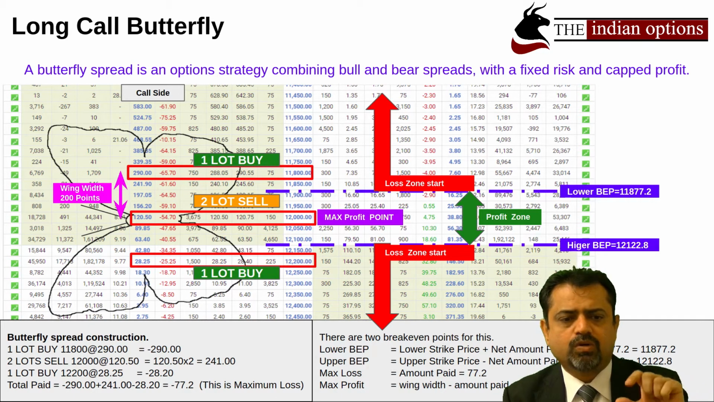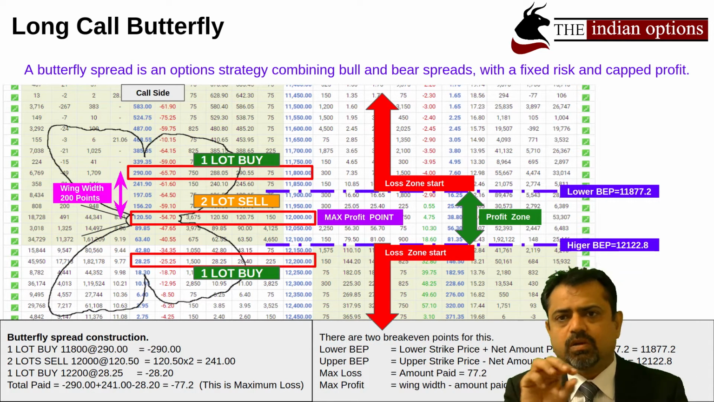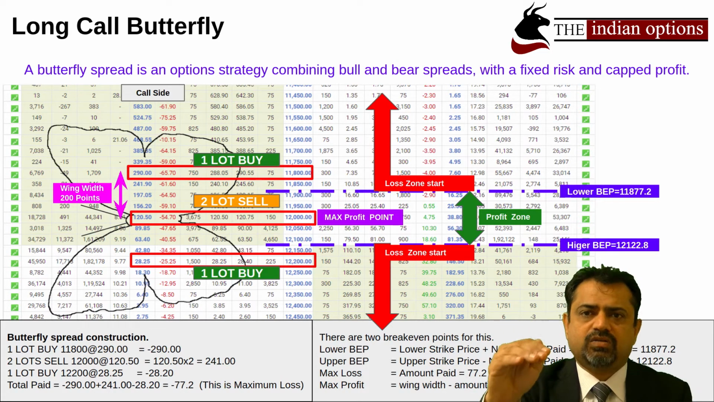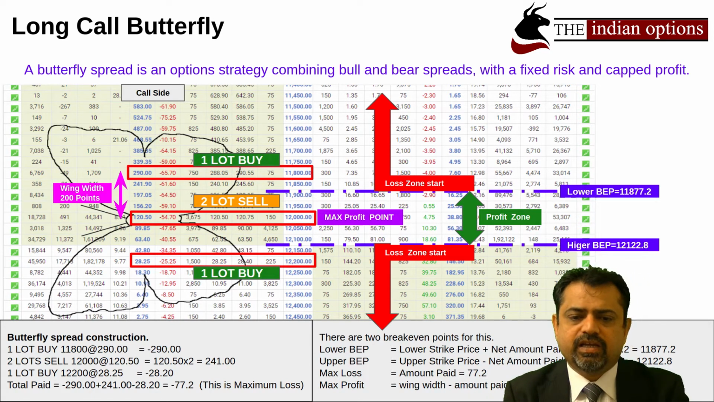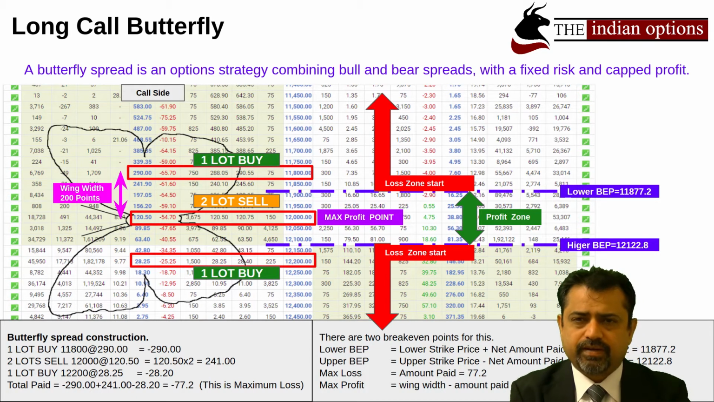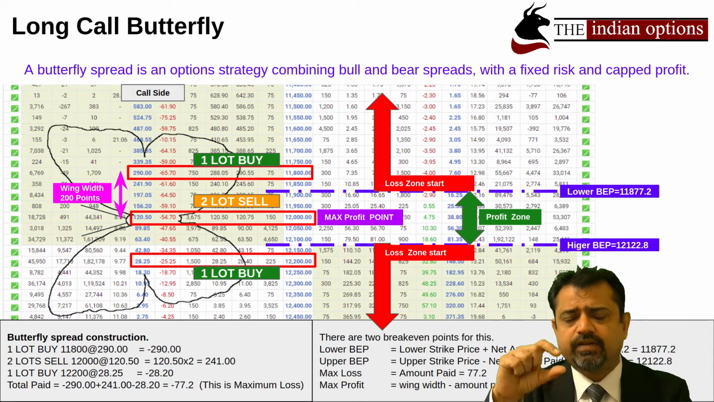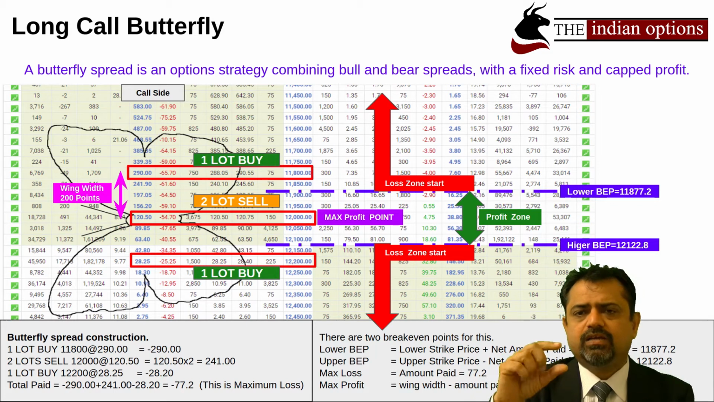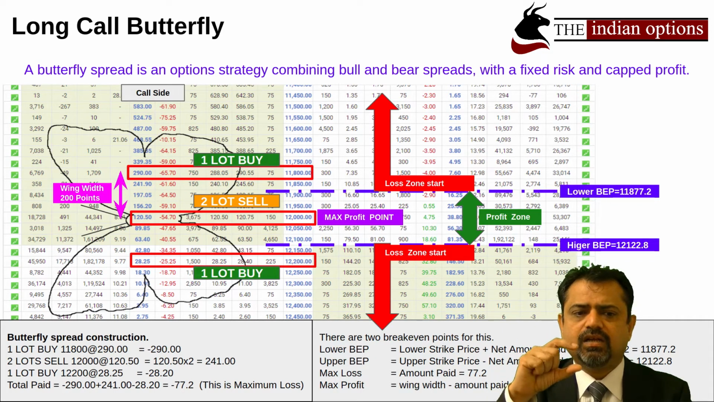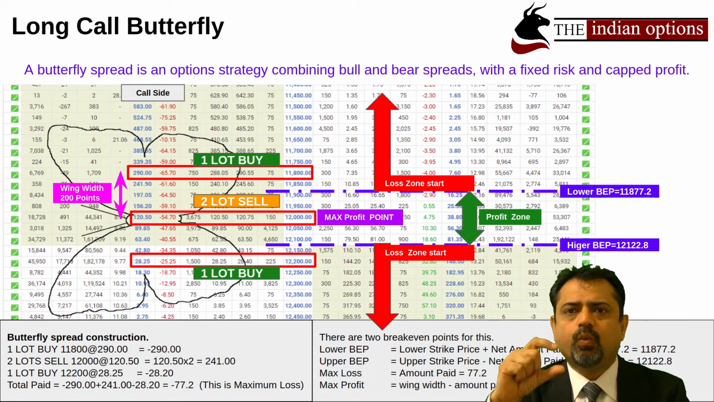Okay, now let me explain this picture here. Now I'm talking about the wing width. Wing width is 200 points here. Wing means what? The body is at the 12,000 strike price. One wing is at 11,800. Let's say that it is a right wing, and the left wing is at 12,200. That is a left wing, right? So the difference between the body and either of the wings is 200 points. That is called the wing width.